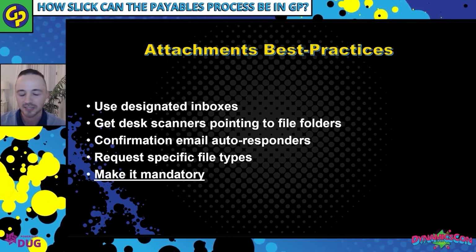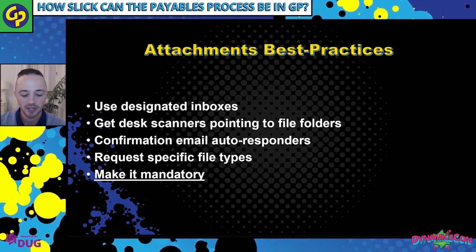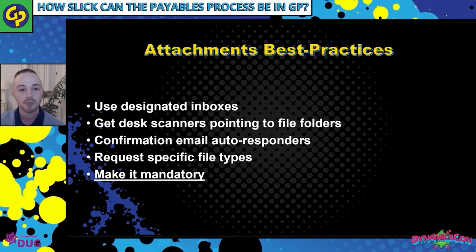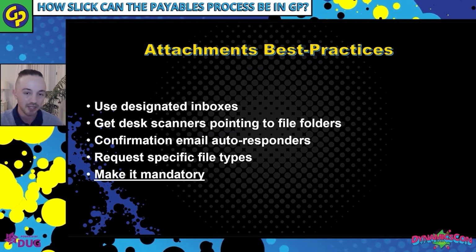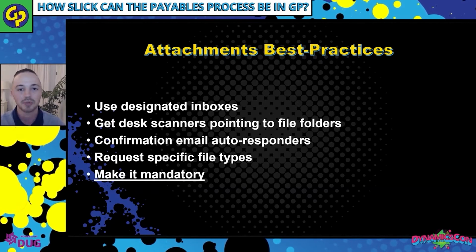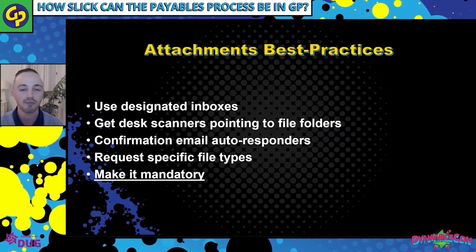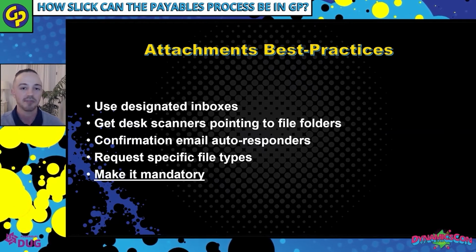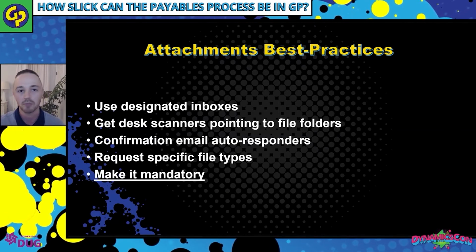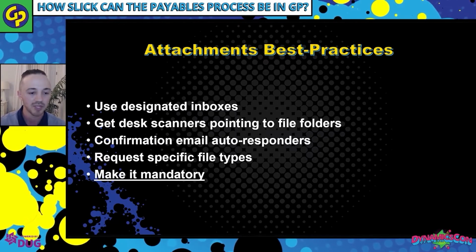Some best practices, just things to keep in mind. Use designated inboxes. If I'm receiving invoices from my vendors, set up an email account called AP invoices at company.com and say, I only want invoices to go to this email. It just makes life easier for the clerks to say, okay, everything is coming in here. I'm monitoring this all day. I'm just grabbing them out, putting them into GP and starting my process.